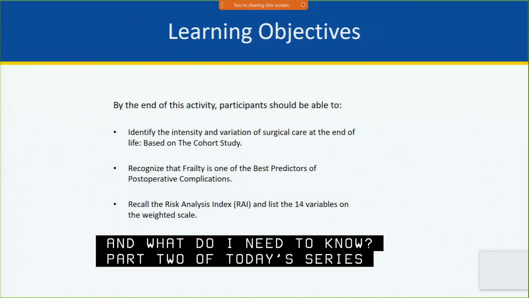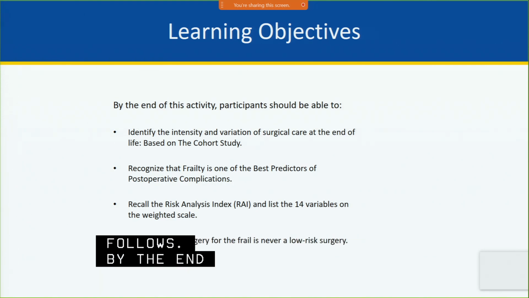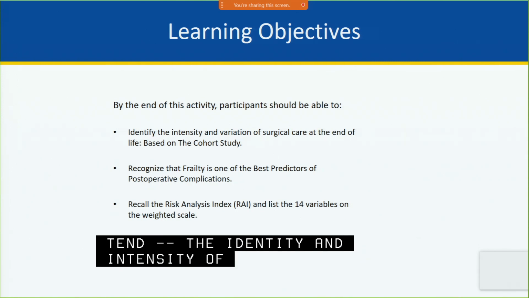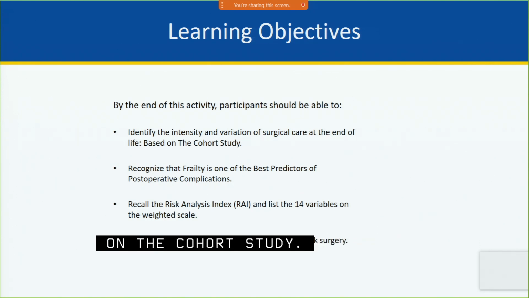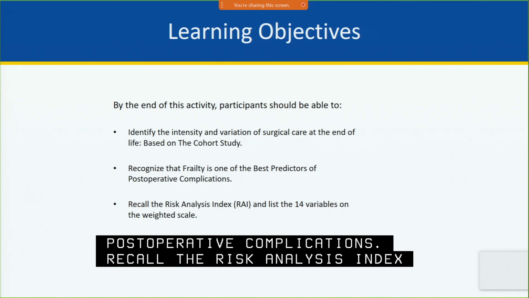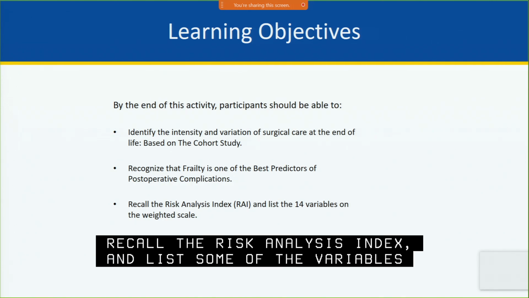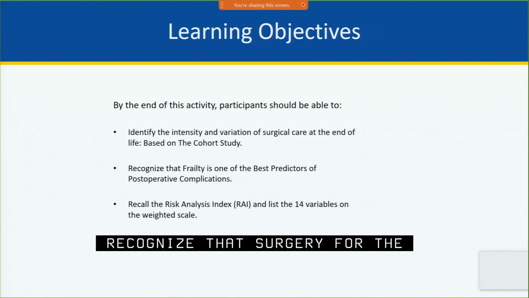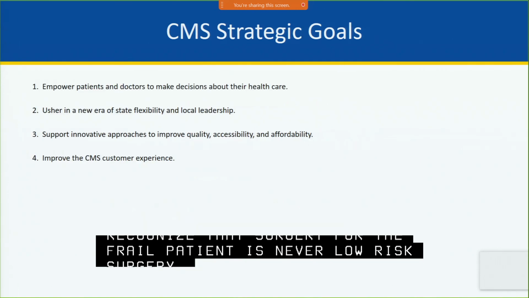By the end of this activity, you should be able to identify the intensity and variation of surgical care at the end of life based on the cohort study. Number 2, recognize that frailty is one of the best predictors of post-operative complications. Number 3, recall the risk analysis index, the RAI, and list some of the 14 variables on the weighted scale. And finally, recognize that surgery for the frail patient is never low-risk surgery. So I think that is a great take-home message. Surgery for the frail is never low risk.